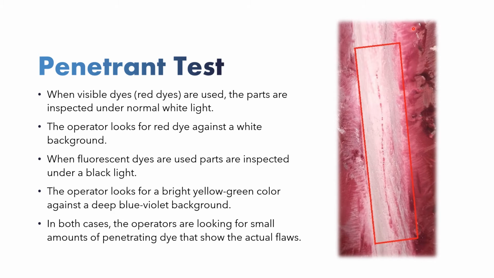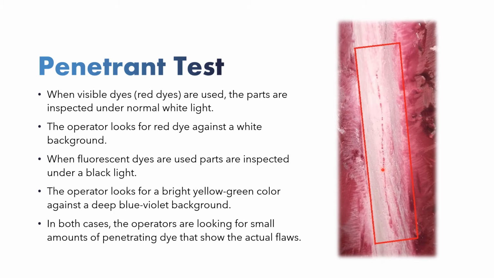So when you take a look at it, this is what you usually see. See that crack? And these are just a dye mixed with your developer. So when visible dyes, here red dyes, are used, the parts are inspected under normal white light. So you can see this little white light right there. An operator is going to be you. It's going to look for the red dye. Again, you have a white background, and we are looking for the red dye.